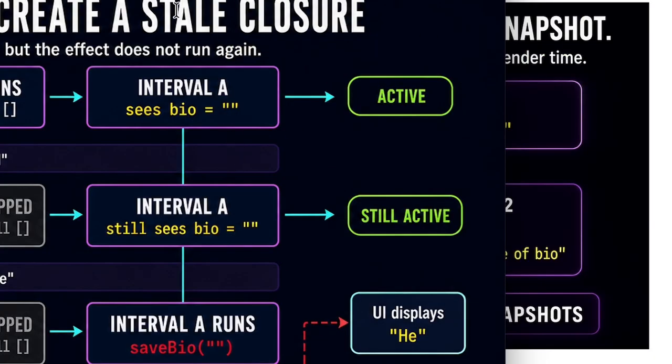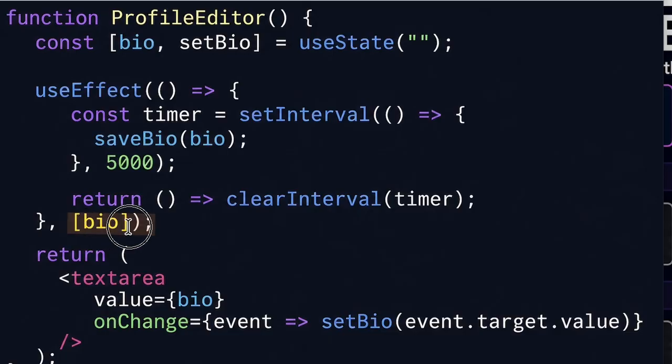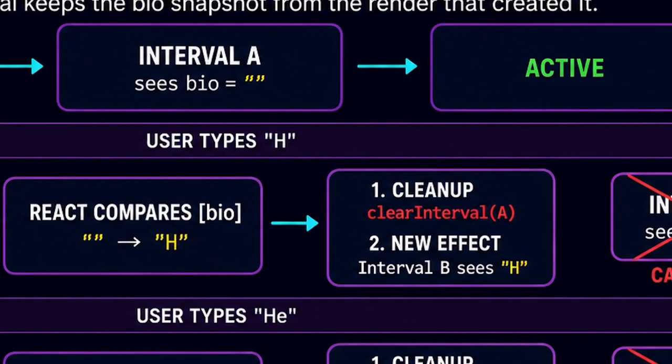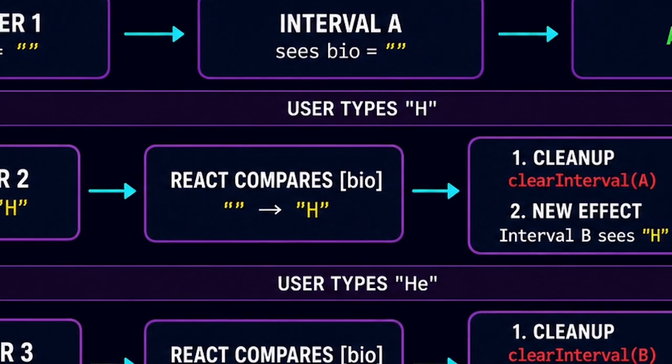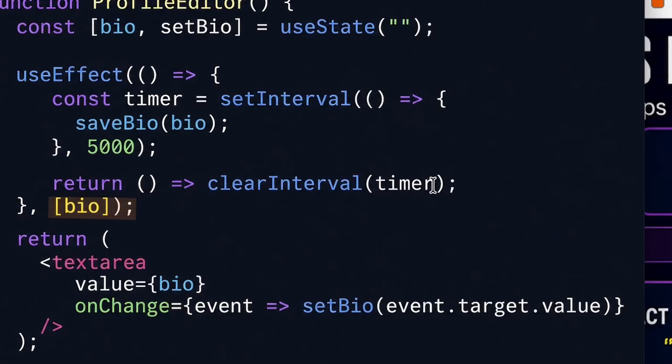So we create an inconsistency where the UI will display this and the database will save the old text. To fix this, we look at the original code segment and make sure that we specify something like the bio here as a dependency. Render 1 sees interval A with the empty string active, and at render 2 React compares the bio variable. From here to here, React, standing outside, sees that there's a dependency change. It will run the cleanup function from the useEffect. There's a cleanup function here.